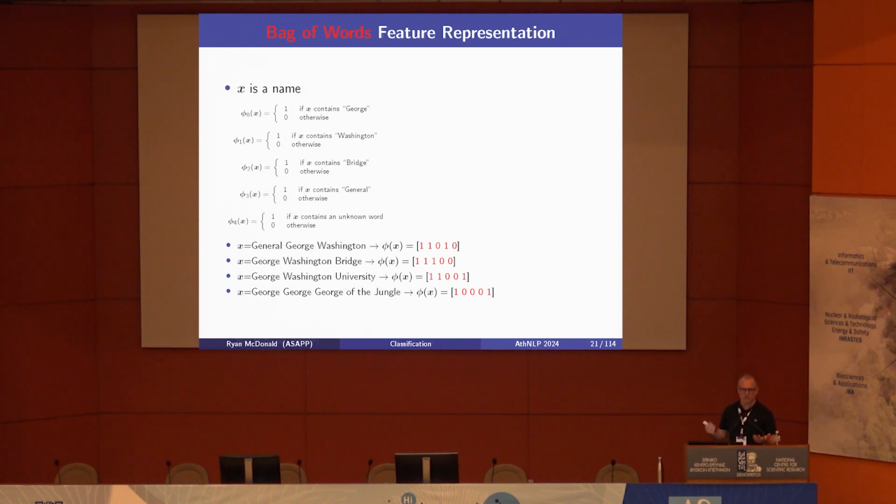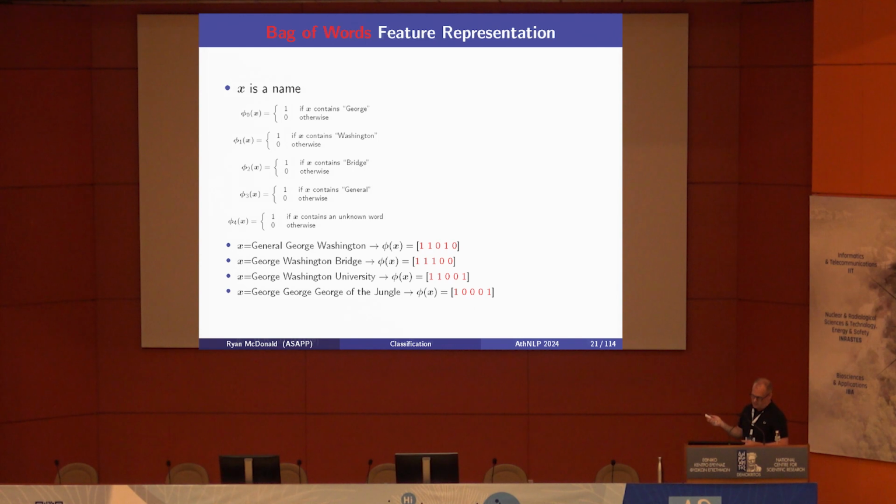The second feature, Washington. The third feature, bridge. The fourth feature, general. And then I have this special fifth feature that just tells me if there's a word in X that I haven't seen before. We call this the unknown word feature. Because we have to define these features beforehand, they have to be static and fixed, but sometimes at test time, I'll see something that I haven't seen, let's say in my training data or before. So how would I map this to a feature vector?